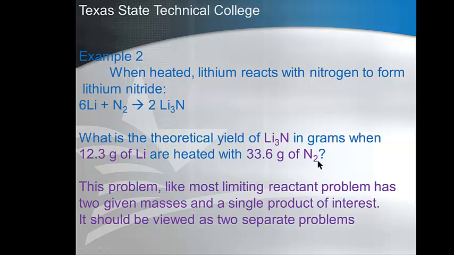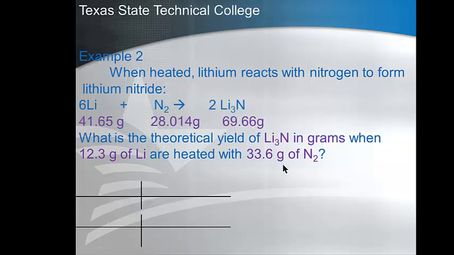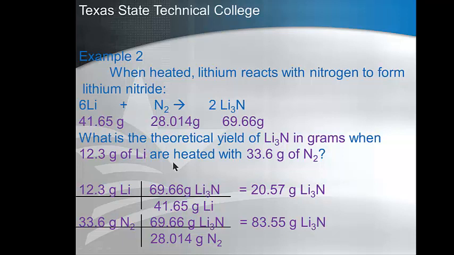After identifying the pertinent substances, we calculate the mass of each substance present in the balanced equation. 41.65 grams of lithium, 28.014 grams of nitrogen, and 69.66 grams of lithium nitride. We then solve both problems. The given amount from each problem is written here, and the conversion factor comes from the balanced equation.